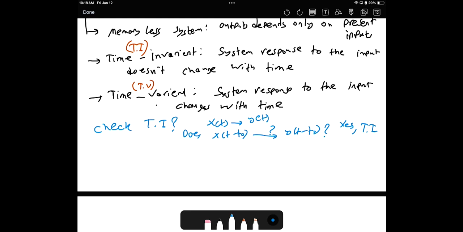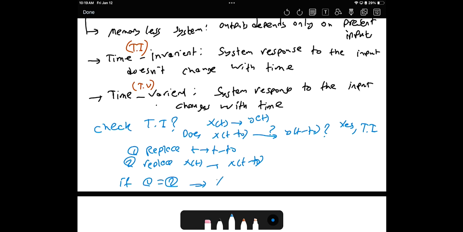So how can we achieve this? We need to apply two tests. The first test: replace every t by t minus t0. The second test: replace every x of t by x of t minus t0. Then, if the result in 1 equals the result in 2, it is time invariant. If no, then it is time variant. Okay, this is the procedure. We will go now to some examples so that you can have a clear picture.